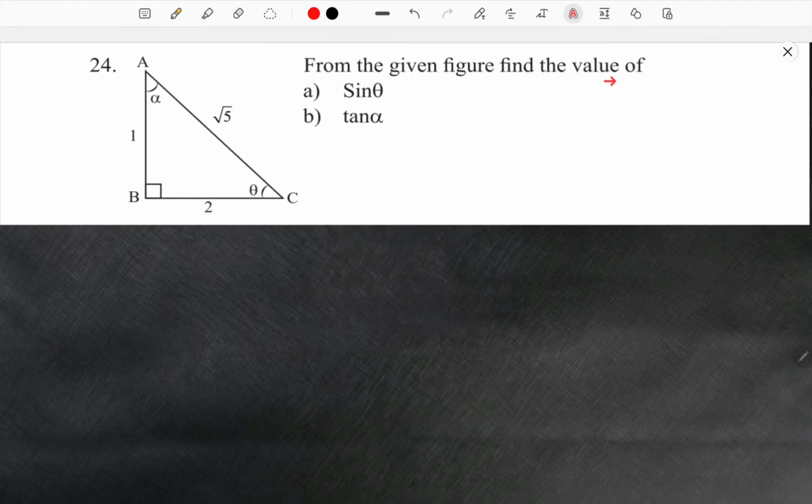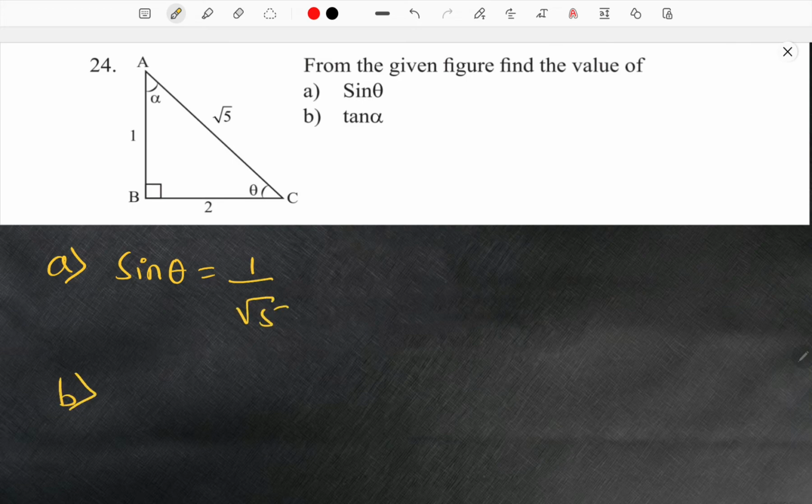From the given figure, find the value of sine theta and tan alpha. So here is the figure ABC. 1, 2, root 5 is given. Here is alpha, here is theta. So first one is sine theta. Look at this. Sine theta is equal to what? Sine theta means, here it is theta, opposite divided by hypotenuse. Opposite is 1, hypotenuse is root 5. So it becomes 1 divided by root 5.